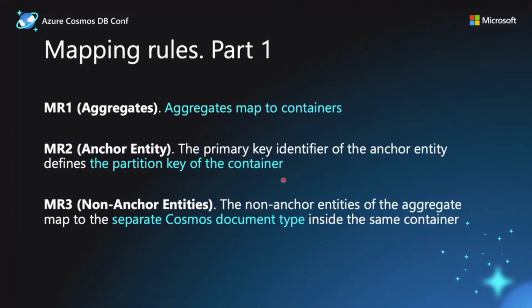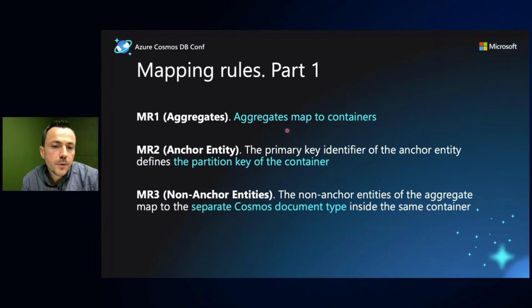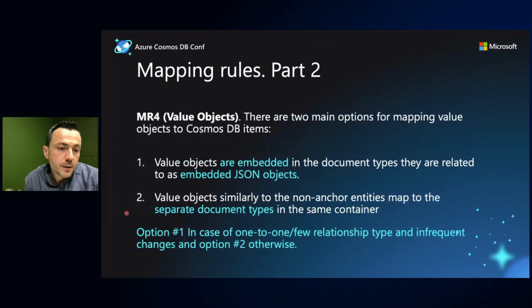All right, so the first rule is each aggregate maps to one Cosmos DB container. Then the primary key of the anchor entity defines the partition key of the container. The third rule is that each non-anchor entity inside the aggregate is mapped to a separate document type inside the same container. We will take a look at examples slightly later. The fourth rule is talking about how to map value objects.